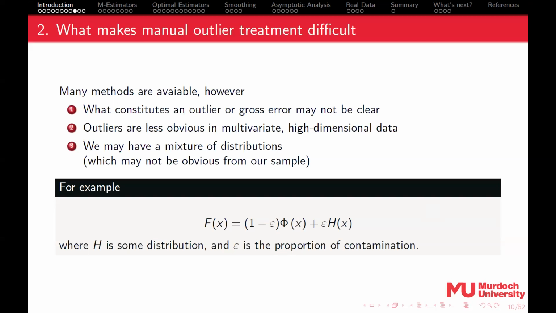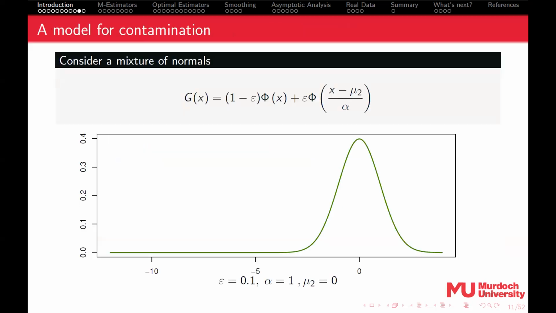Normal denoted by capital phi. We have contamination. And let's just suppose, for example, the contaminating process is also a normal distribution, which is often the case. And we can parameterize this. John's shaking his head. I realize I worded that poorly. Anyway, let's parameterize this by mu2 and alpha.